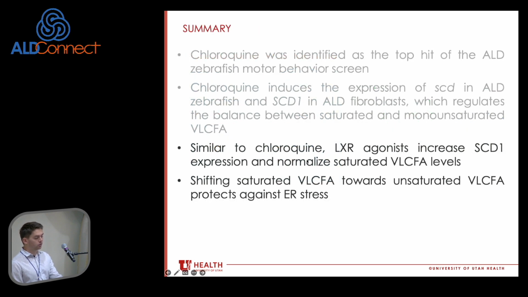And so similar to chloroquine, also LXR agonists can increase the expression of SCD and can normalize the saturated very long-chain fatty acid levels. And so shifting saturated VLCFA towards unsaturated VLCFA can protect against ER stress.